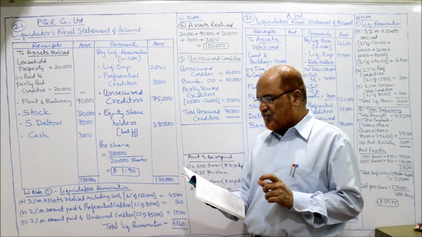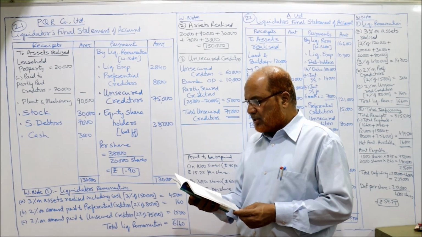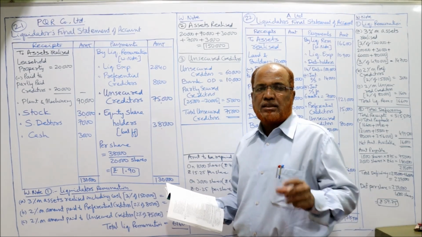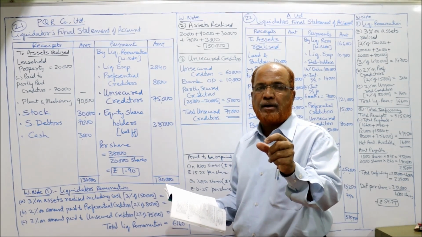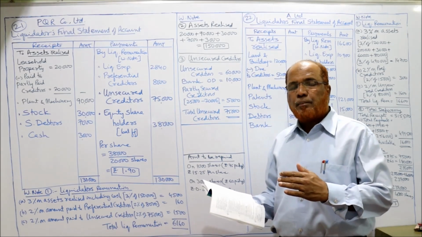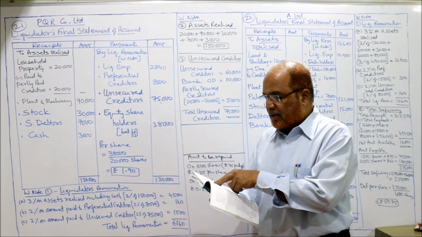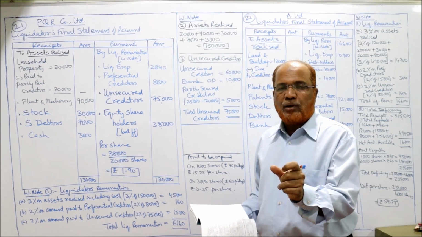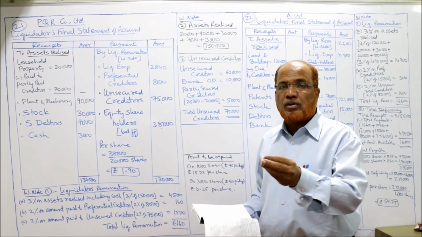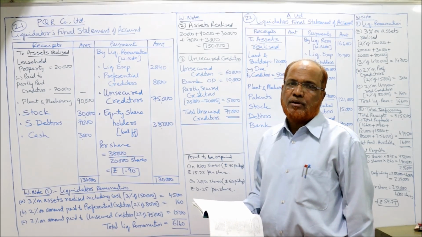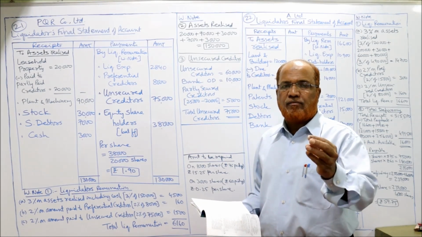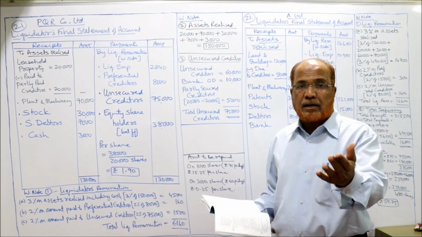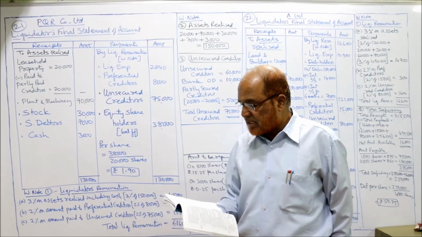The liquidator realized the assets as follows. Leasehold property was used in the first instance to pay partly secured creditors. So leasehold property realized 20,000, and this 20,000 will be utilized for making the payment to partly secured creditors. How much are the partly secured creditors? See the balance sheet liability side. Partly secured creditors are 25,000 and the leasehold property value is 20,000. So the remaining 5,000 rupees will be included in unsecured creditors. We sell the leasehold property, realize 20,000 and pay this 20,000 rupees to the partly secured creditor. Right? Still we have to pay 5,000 rupees more to the partly secured creditor. That 5,000 will be included under unsecured creditor.